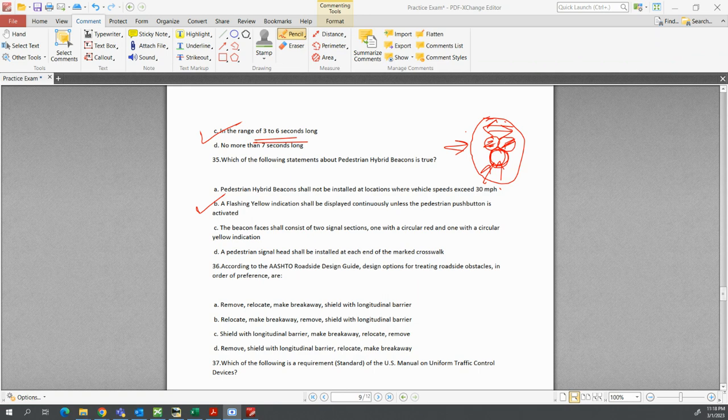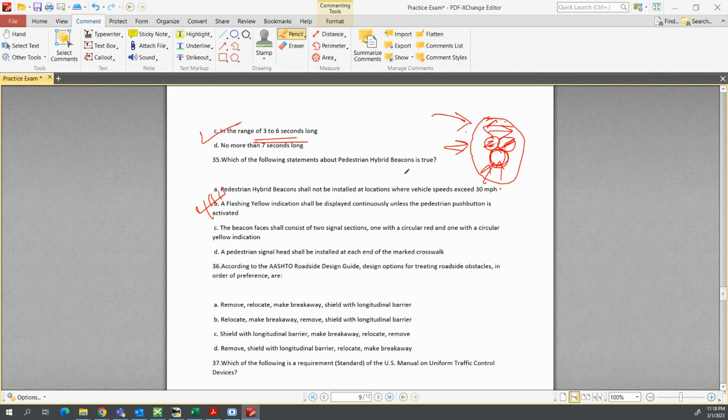So I did a little bit of research on this question. It looks like I made a mistake here, so this is not the correct answer. For pedestrian hybrid beacons, they will look like this.